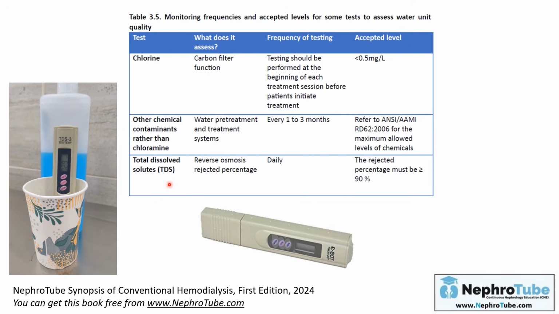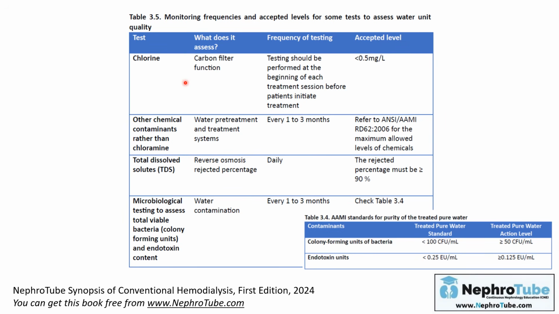Regarding the TDS, total dissolved solids, it must be done at least daily, and this tests the efficacy of the RO membrane. As I mentioned, the rejection percentage must be more than or equal to 90%. All of these, the chlorine, other chemicals, and TDS, are testing the ion levels in the water.